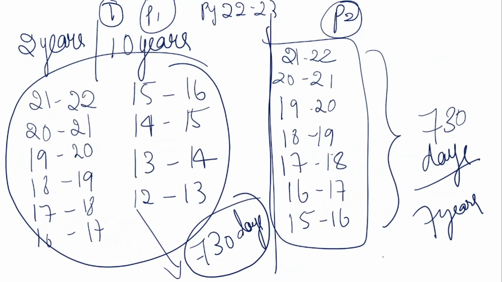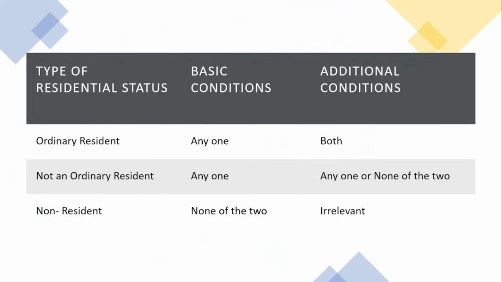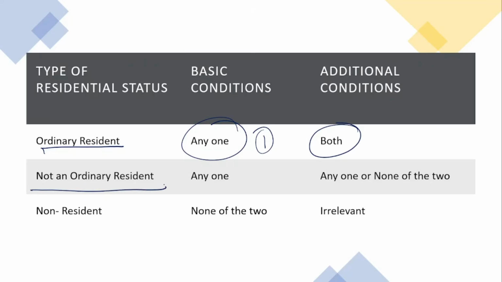So don't worry, if you have any doubts, you will understand it very clearly when we solve the problems. Now, listen here, this is very important. To judge the person as ordinary resident, he should satisfy any one of the basic conditions and both the additional conditions. One basic condition and both the additional conditions. If we need to judge a person as not an ordinary resident, he should satisfy one basic condition, any one or none of the two, either one or nothing is also enough. We will term him as not an ordinary resident.